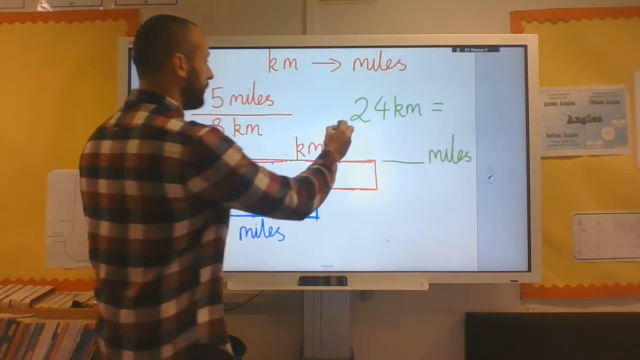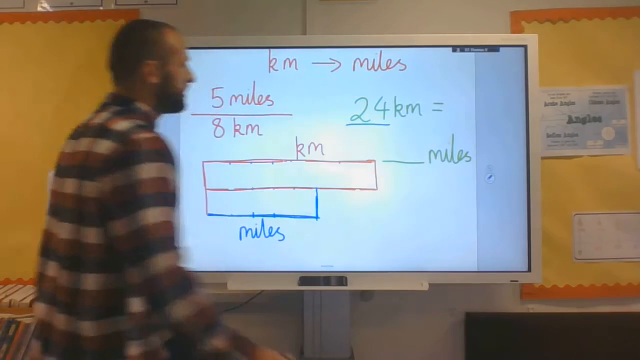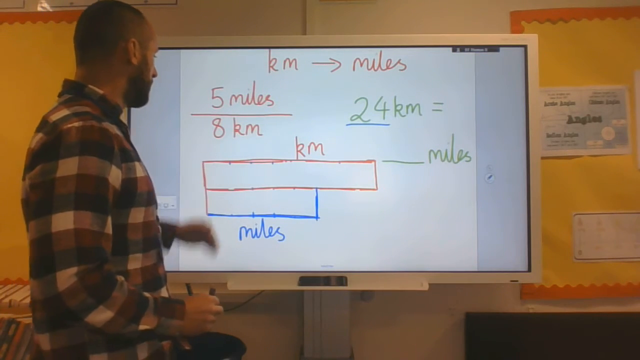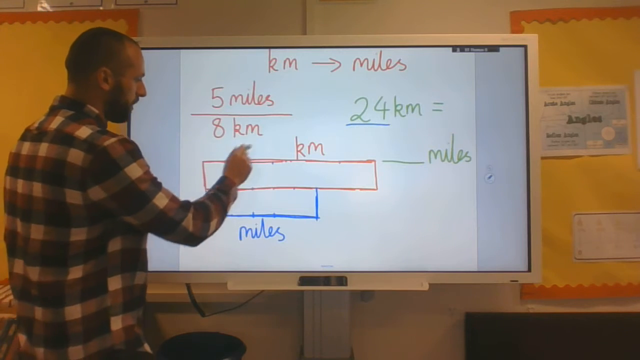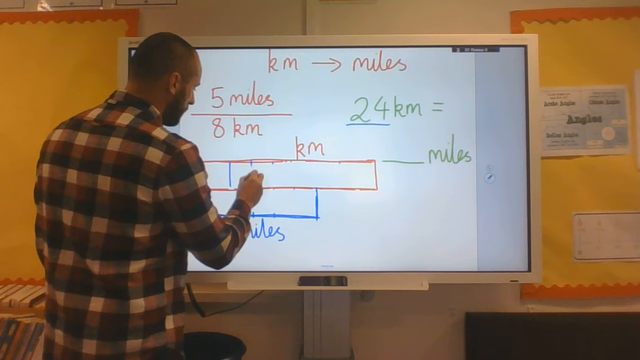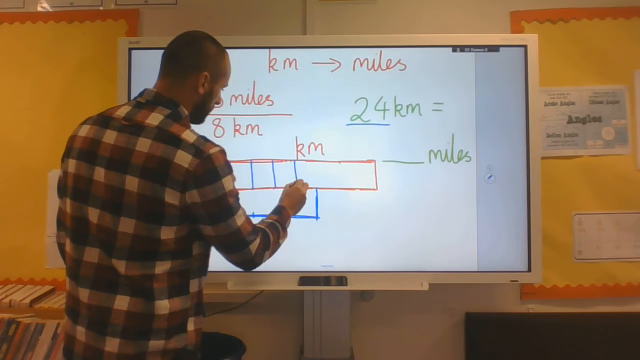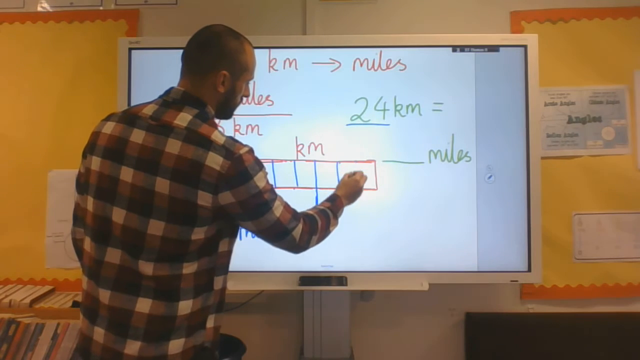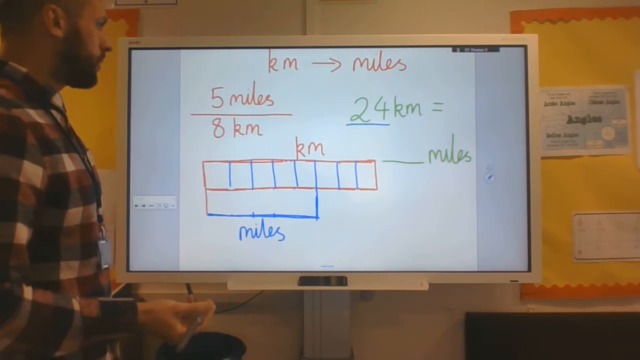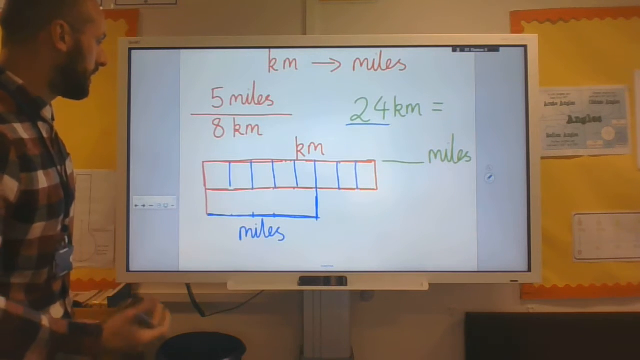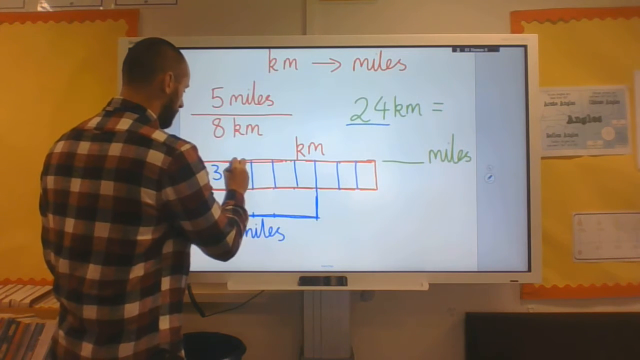So we've been given 24 kilometres. So we divide that into 8 parts. And there's my bar model there. And I'll divide that into 8 equal parts. Okay, so obviously 24 divided by 8 gives us 3.